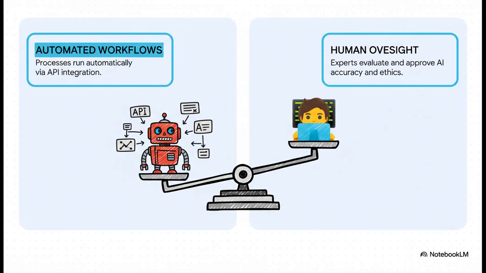So it all comes down to finding that perfect balance. On one side, yeah, you've got automated workflows running things efficiently through APIs. But on the other side, you absolutely need what's called human-in-the-loop validation. All that means is that an expert, you, is always there to check the AI's output for accuracy, for context, and for ethical alignment. Honestly, that's the absolute key to using AI responsibly.